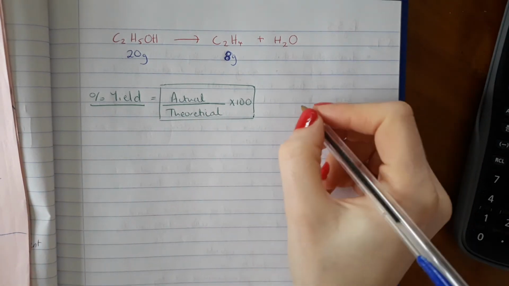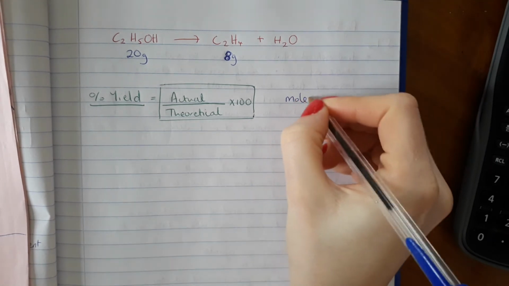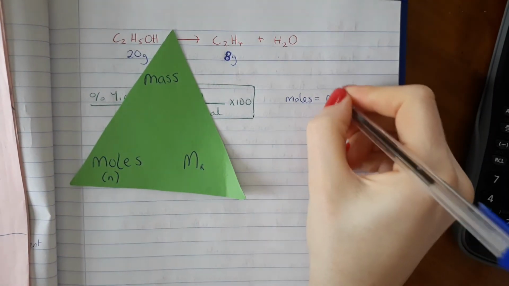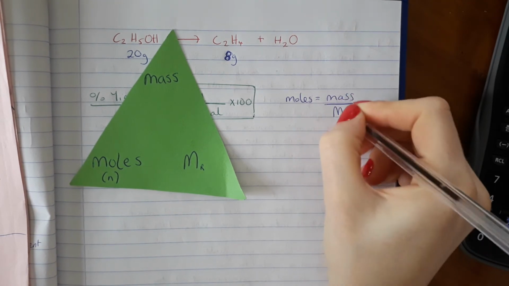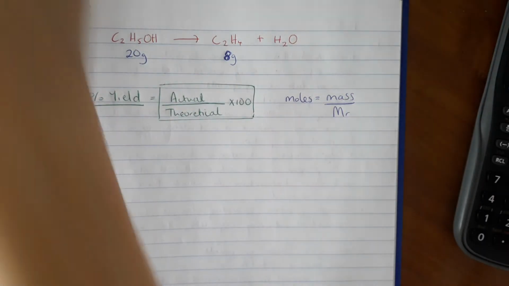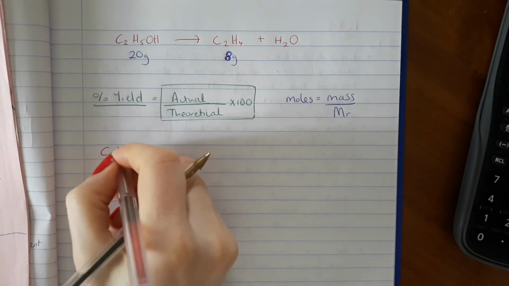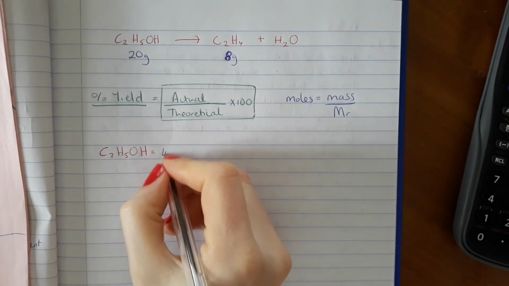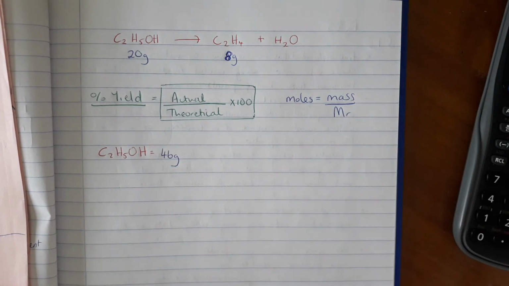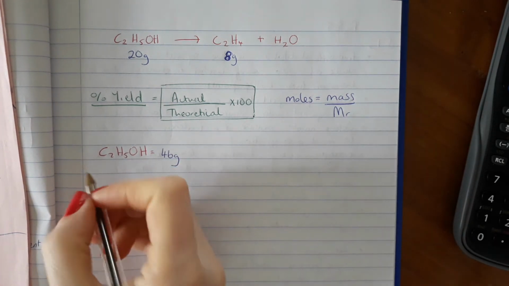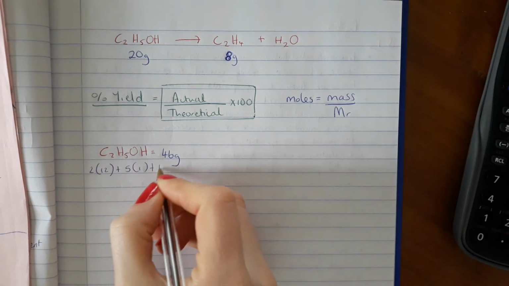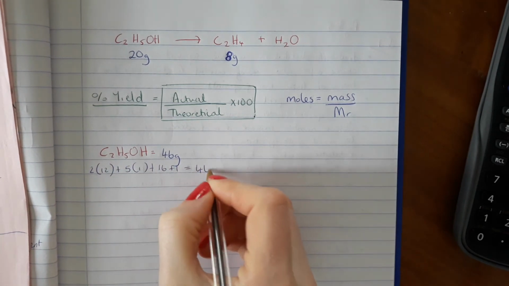So the first thing I'm going to do is convert everything to moles, which we know is mass divided by relative molecular mass. First of all, for C2H5OH, which is ethanol, from the periodic table, the relative molecular mass is 46 grams. So please, in your exam questions, write that out. It's going to be 2 times 12 plus 5 times 1 plus 16 plus 1 equals 46 grams.